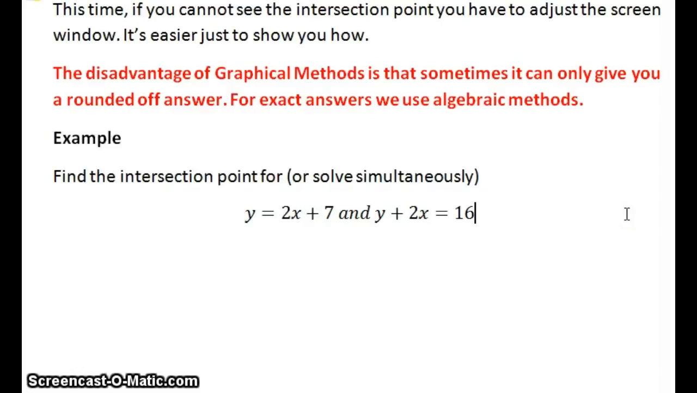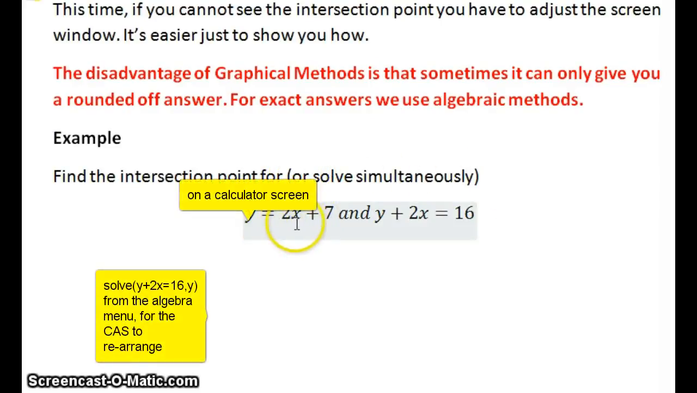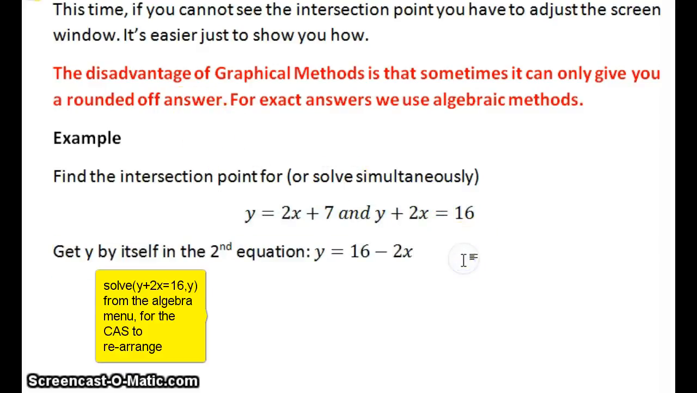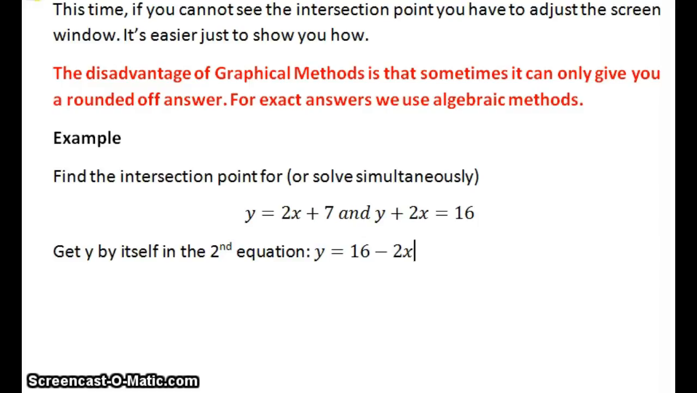Find the intersection point, or sometimes it's written solve simultaneously, y equals 2x plus 7 and y plus 2x equals 16. Now we can't enter both these directly. We can do the first one but not the second one. We have to get y by itself in the second one. So let's do that first, and there it is. So when we enter that second equation, we're going to put 16 minus 2x. Alright, let's see how it works.